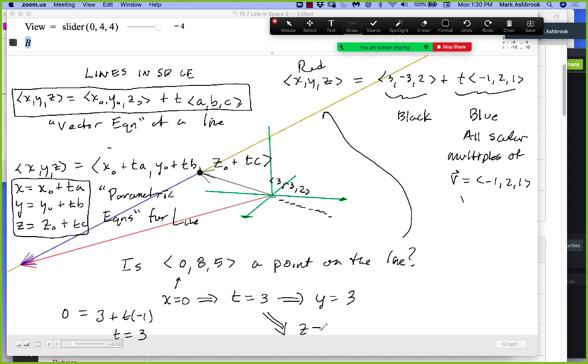Well, that one's good, right? We got the right z coordinate for t equals 3, but we didn't get the right y coordinate. So (0, 8, 5) is not a point on the line, and by asking the question that way, I should have put parentheses here. If I'm asking if it's a point, then these should be parentheses. But what is a point on the line then? (0, 3, 5), not (0, 8, 5). That's a valid point on the line because all those coordinates come from t equals 3. But (0, 8, 5) is not a point on the line because there's no single t value that gives you that ordered triple.